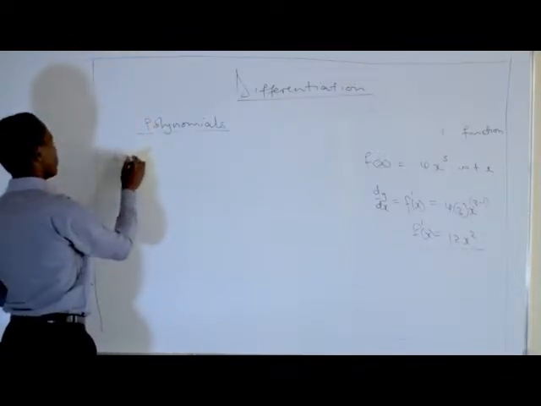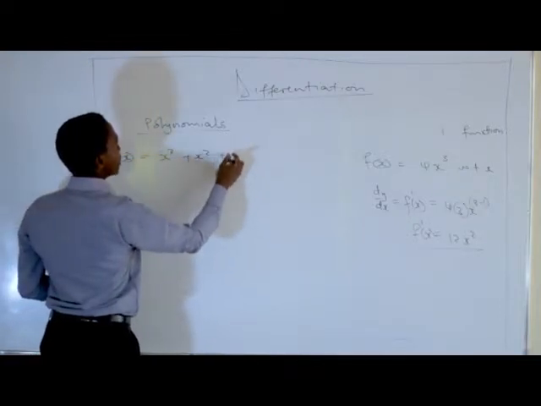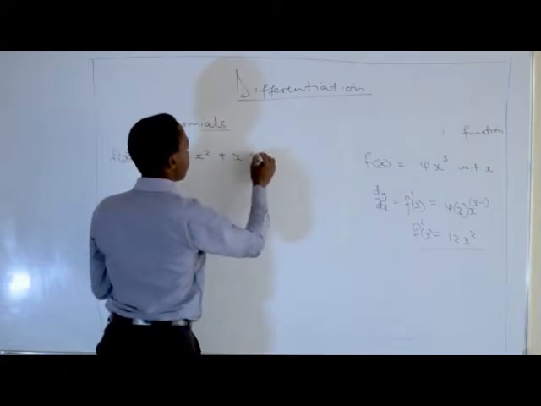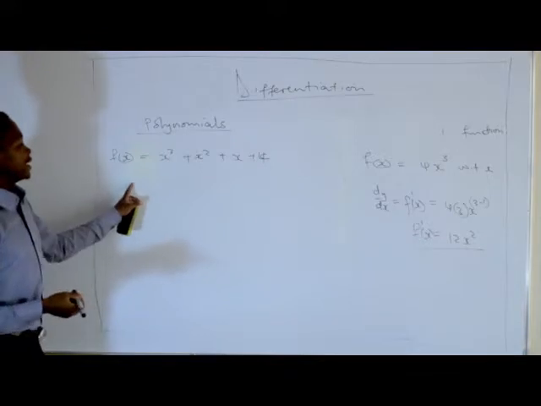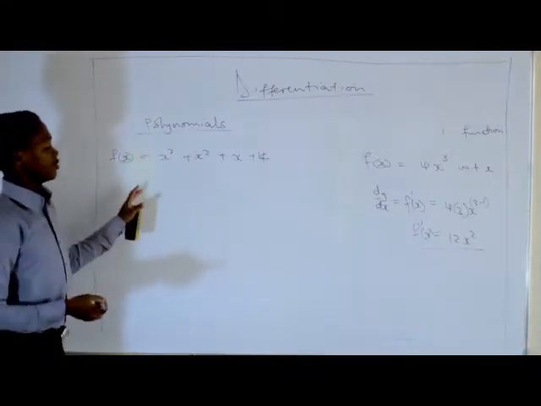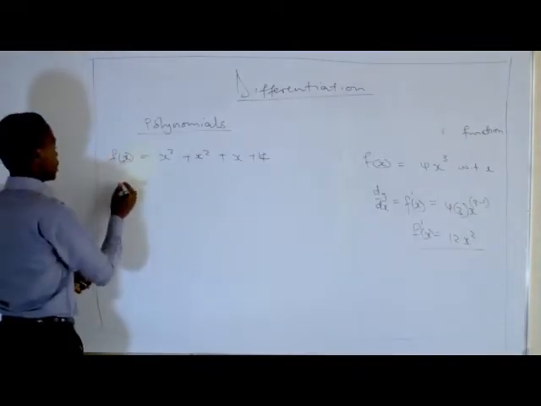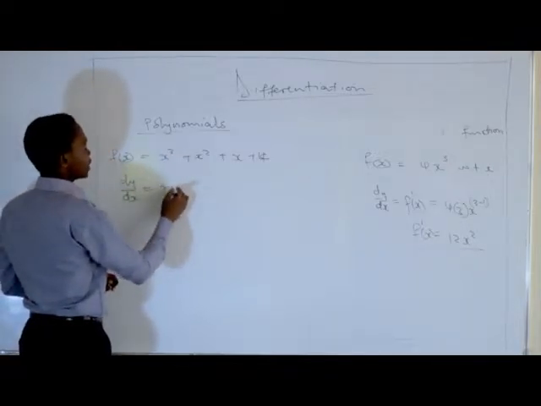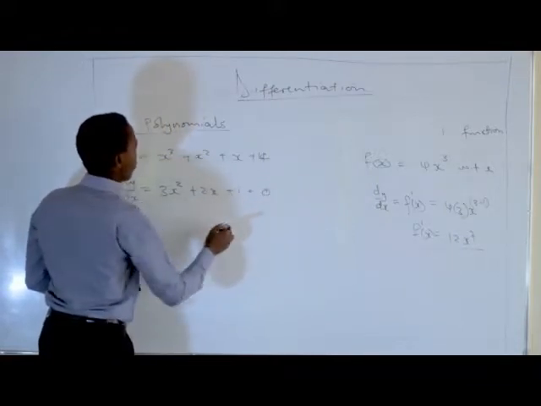For example, given that f of x is equal to x cubed plus x squared plus x plus c, or let's just say plus 4 to make it simple. So we want to differentiate this polynomial because it contains many parts. Whenever we're differentiating polynomials, we differentiate part by part. So we say dy over dx is equal to 3x squared plus 2x plus 1 plus 0.